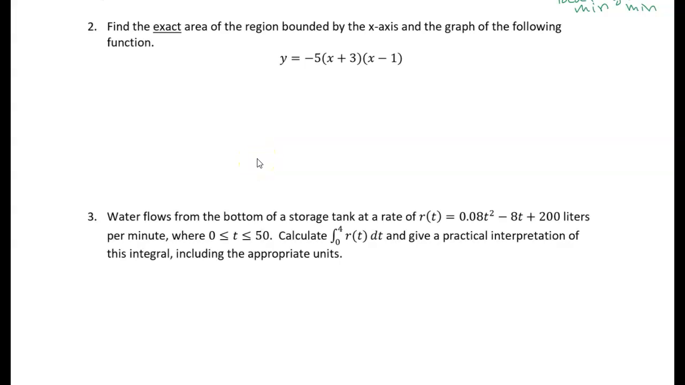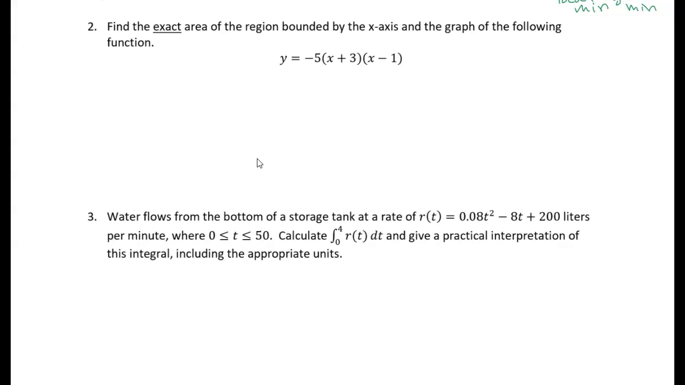So in this problem, we're asked to find the exact area of the region that's bounded by the x-axis and this function, okay? And so to find area under a curve, we can use an integral, right? But one thing we need to know is what are the limits of integration? What do we need to integrate from and to? So we need to get a visualization of what this graph looks like so that we can visualize what this area bounded by the x-axis on this graph looks like.